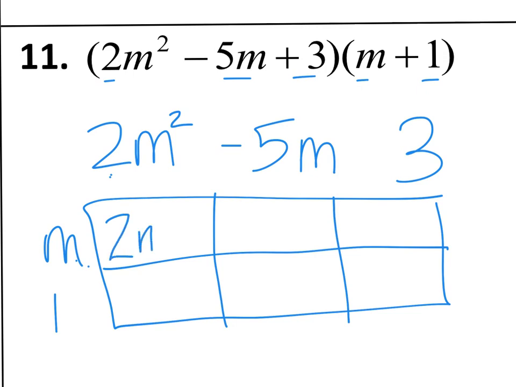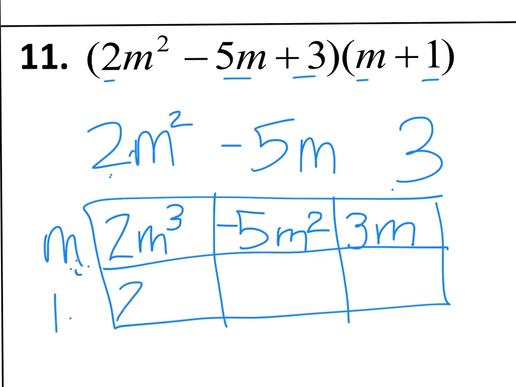So that would be 2m cubed. These two are going to be multiplied together, giving us negative 5m squared. These two are going to multiply to give us 3m. And that's going to be 2m squared minus 5m plus 3.